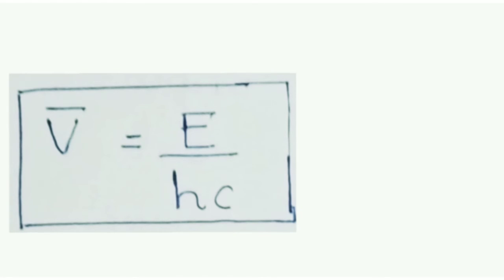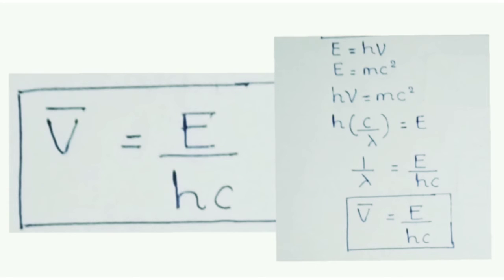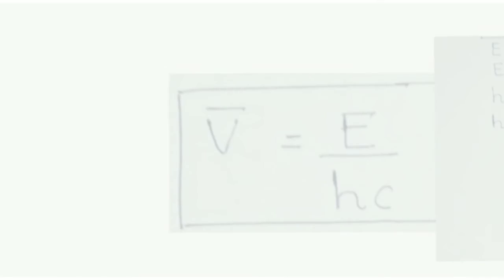Now let's see its derivation. We know that E equals h nu, and we will take another equation, the Einstein equation, E equals mc square. We equate both: h nu equals mc square. Further modification gives wave number v bar equal to E by hc.